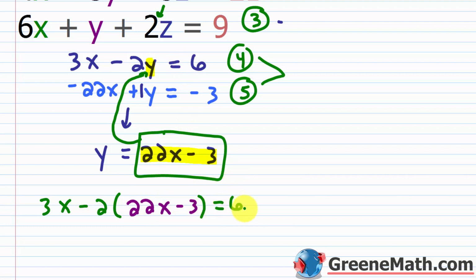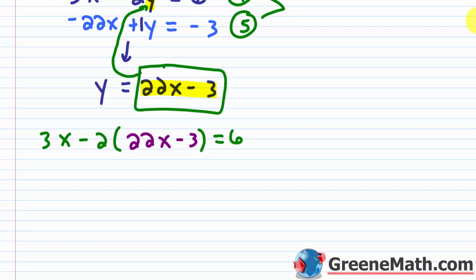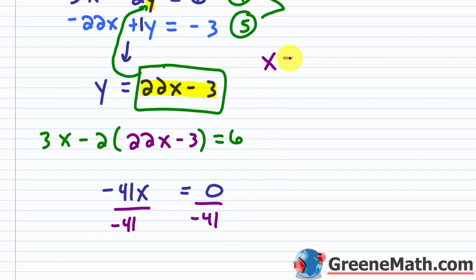So let me scroll down and get some room going. And we'll come back up. So for this guy, we have 3x, and then I'm going to distribute the negative 2 to each term. So that would be minus 44x, and then plus 6, and this equals 6. So I have 6 on each side of the equation, so I can just get rid of it. Right? If I subtracted 6 away from each side, this would just be a 0, and over here it would go away. So 3x minus 44x would be negative 41x. So negative 41x. And we know this equals 0 at this point, but let's just complete this. So divide both sides by negative 41, and we'll find that x is going to be equal to 0.